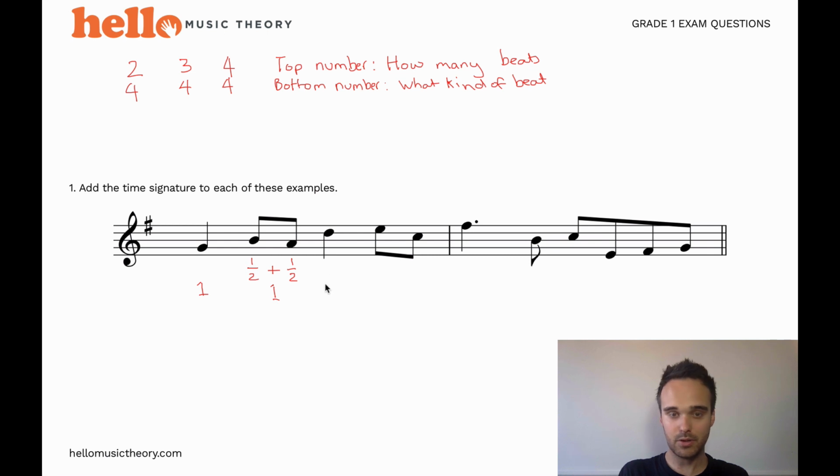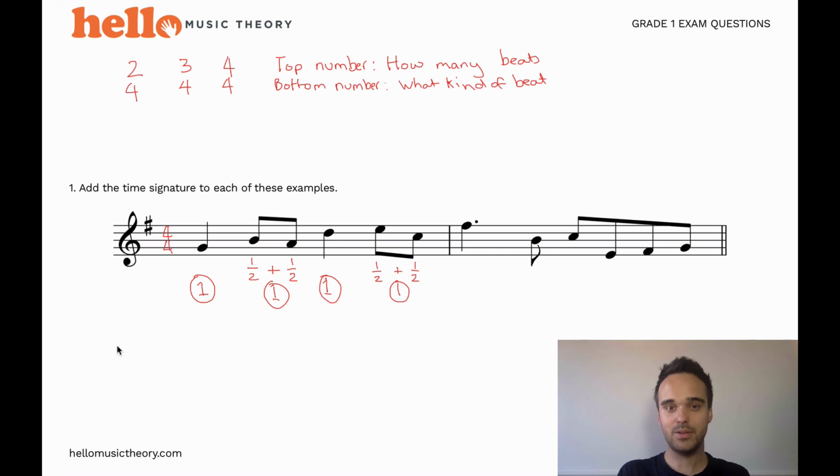Here we've got another crotchet, which is worth 1 beat, and then we've got 2 more quavers, which are worth half a beat each. So half plus a half equals 1 whole. Then we're going to count up the total number. So we've got 1, we've got another 1, 2, we've got a third one, and we've got a fourth one. So that means that this time signature is probably going to be 4 because there are 4 beats, 4 because they're crotchet beats. So we would write in 4/4 just over here.